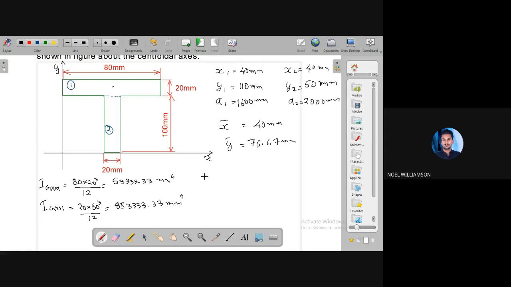Okay, fine. Then next, section 2. For section 2, IGXX2. Yes, sir. Okay, so what is the value for IGXX2? What is IGXX2? Moment of inertia of section 2, B2 D2 cube by 12.